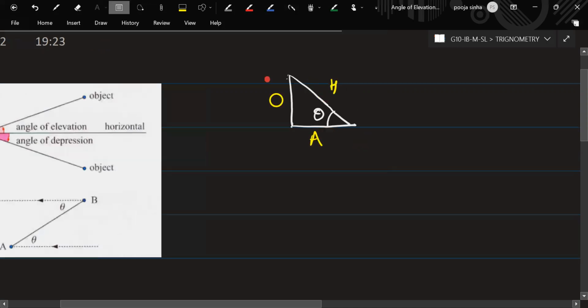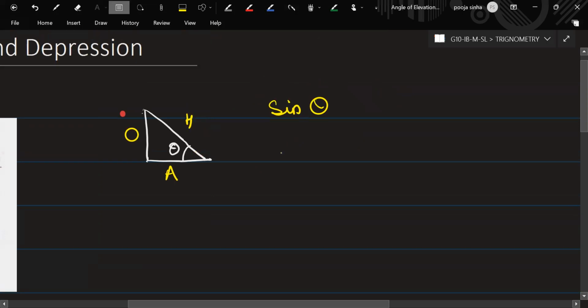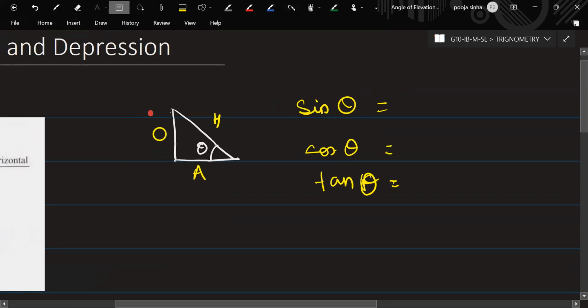Then can you tell me the ratios which are there? Sin theta, cos theta, and tan theta. These are the three things that we are aware of. Sin theta is what? Opposite upon hypotenuse. How do you remember? SOH CAH TOA. So opposite upon hypotenuse.